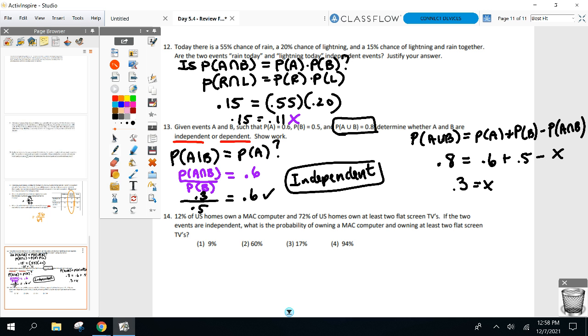Nobody got 0.11? No, I did. I got 0.121 also, not 0.2122. Dependent.